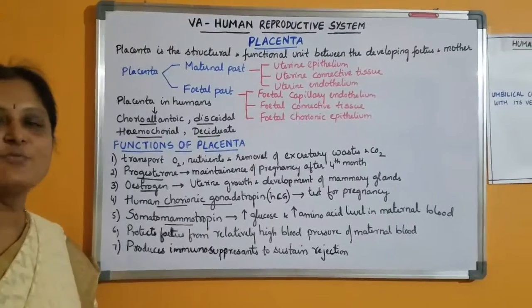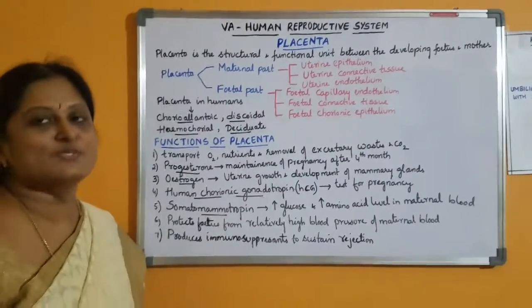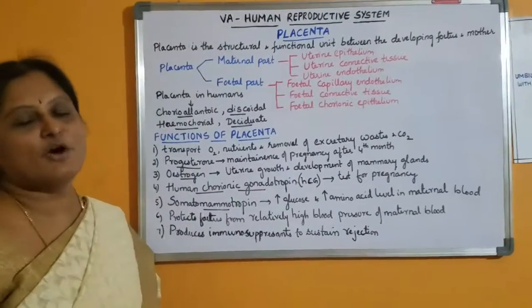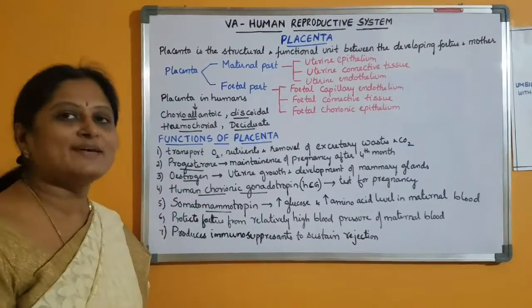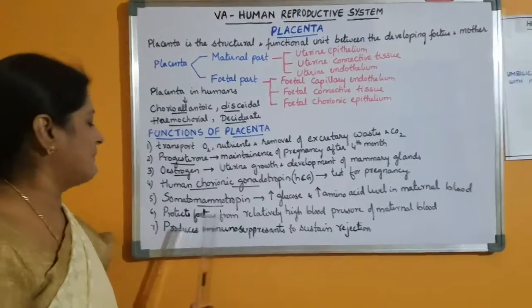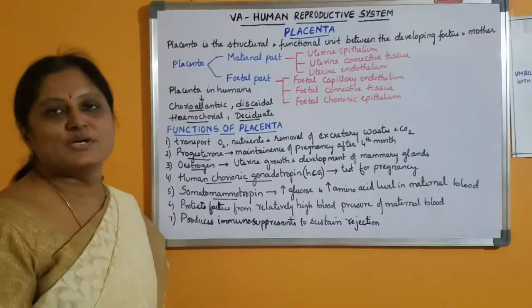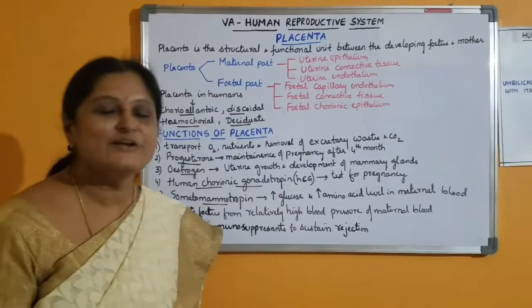The fetus has both maternal and paternal chromosomes. The paternal chromosomes are foreign to the mother, so she starts producing antibodies. To avoid rejection by the antibodies, the placenta produces immunosuppressants, and thus it protects the fetus.